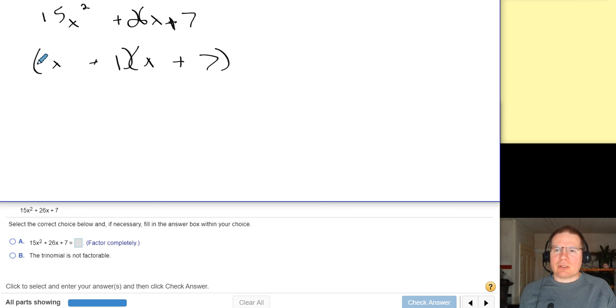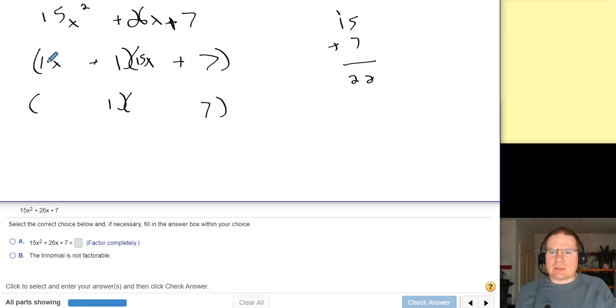I could do 7 times 1. Let's see, right? 1x times 15x is 15x squared. So 7 plus 15, 7, 8, 9, 10, 11, 12. That's close, but still not good enough. So that doesn't work. So let's just start again, 7 and 1. Instead of 1 times 7, I need that to be a little higher. Maybe it's 3 times 7, which means this has to be 5.